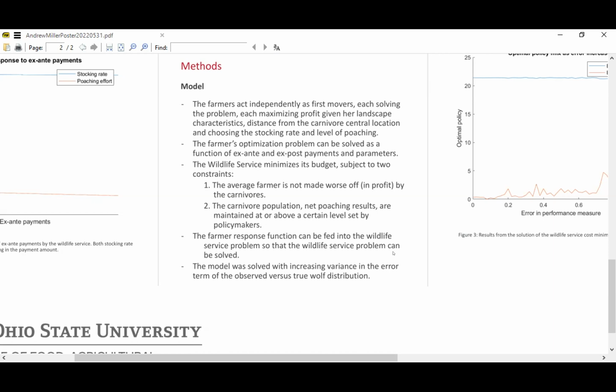And then the second stage of the model is the wildlife service minimizing its budget, subject to two constraints. The average farmer is not made worse off in profit by the carnivores, so the farmer is restored to its original profit levels, and the carnivore population is maintained at least at a certain level set by policymakers. So once we have the farmer response function, that can be fed back into the wildlife service cost minimization problem, and that can be solved.